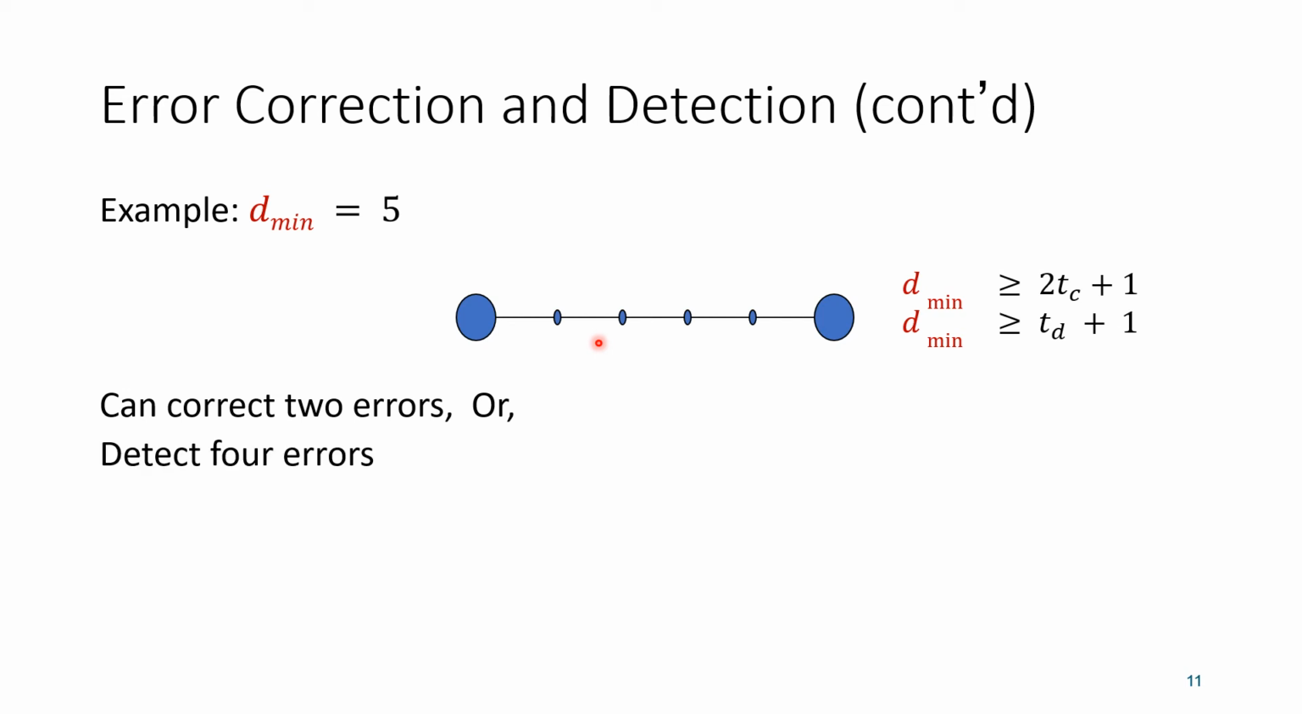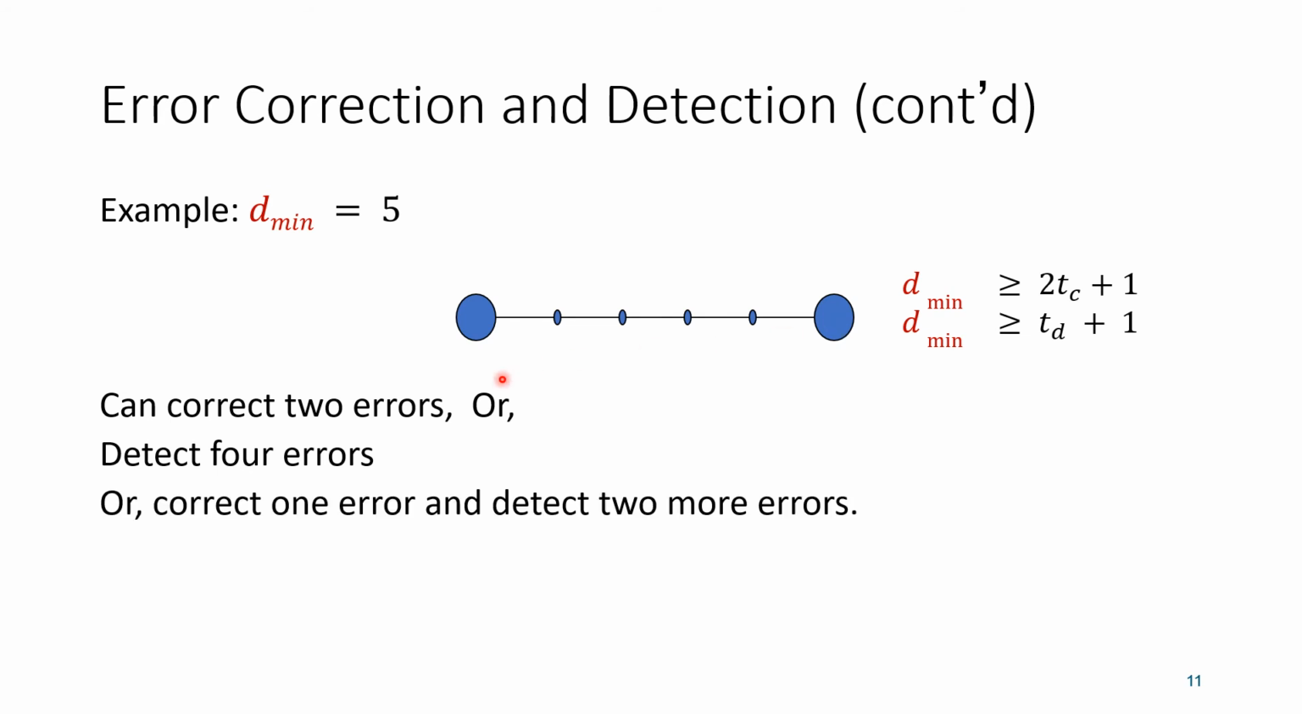It can correct up to, or detect up to, 4 errors. We can still be here without going into another valid code word. And if you want to combine them together, it can correct up to 1 error and detect up to 2 more errors. So either correction only, or detection only, and for these we have the equations, or we can link them together. In general, we can say that dmin is greater than or equal to 2tc plus td plus 1, twice the correction capability plus the detection capability plus 1. So these formulas will help us in designing the code.